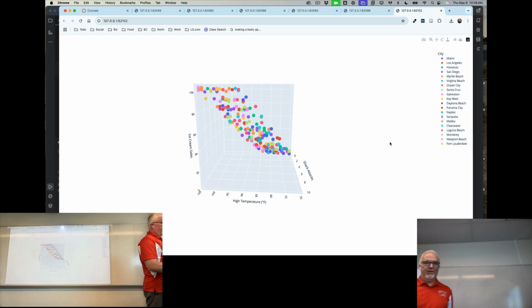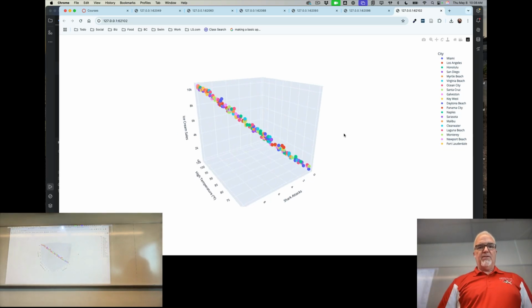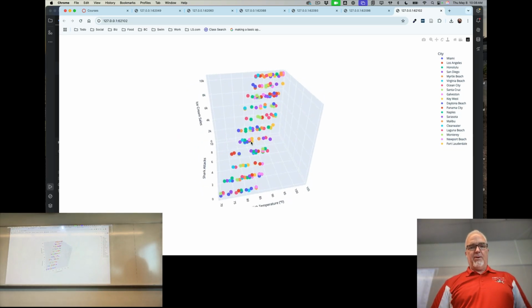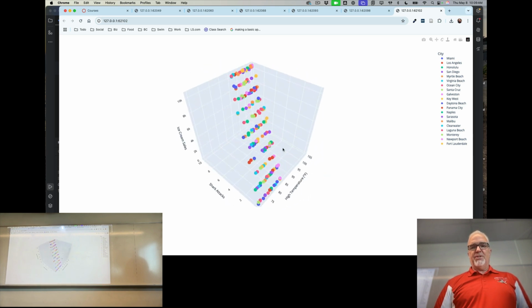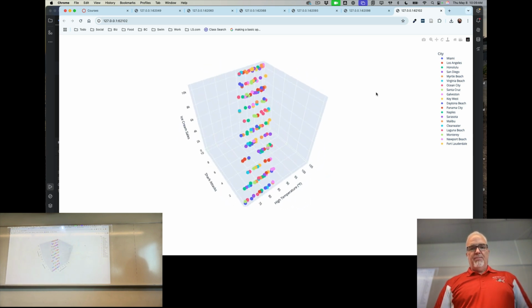So all three of those pieces of information are positively correlated. And so this is a three-dimensional scatter plot, which tells the whole story. Those three things are positively correlated. High temperature is at least one of the independent variables.